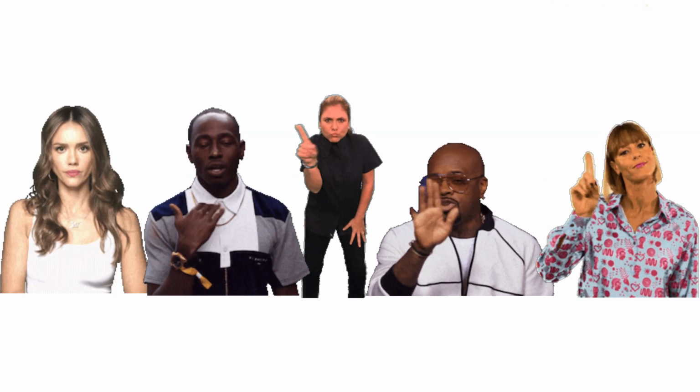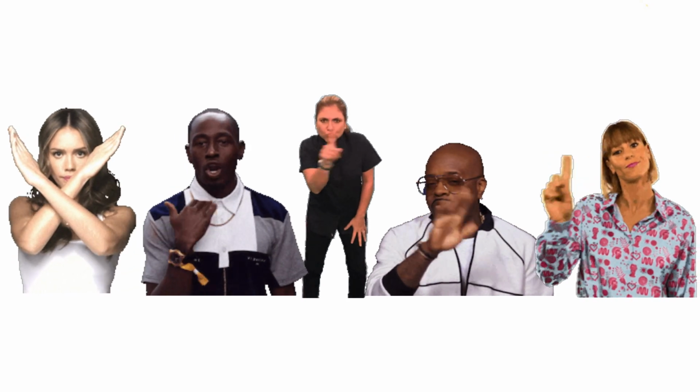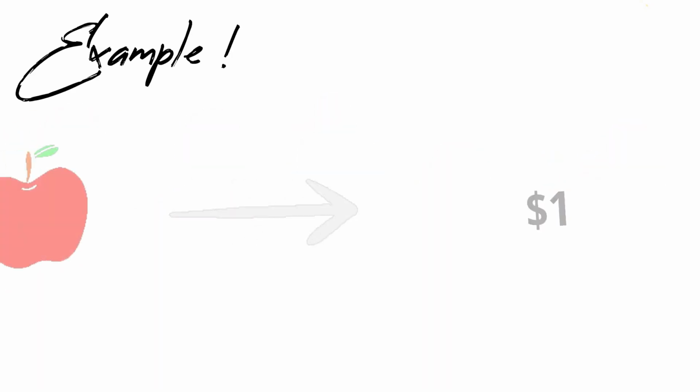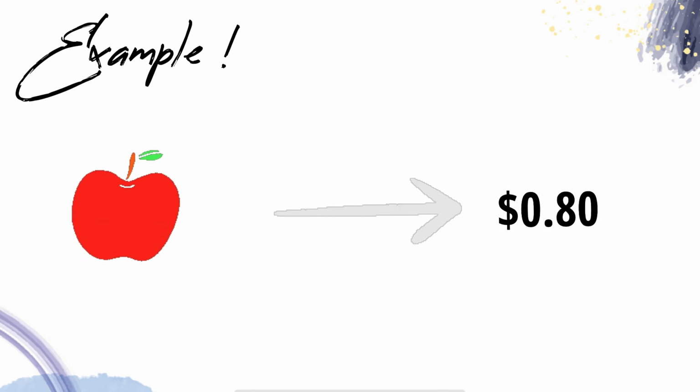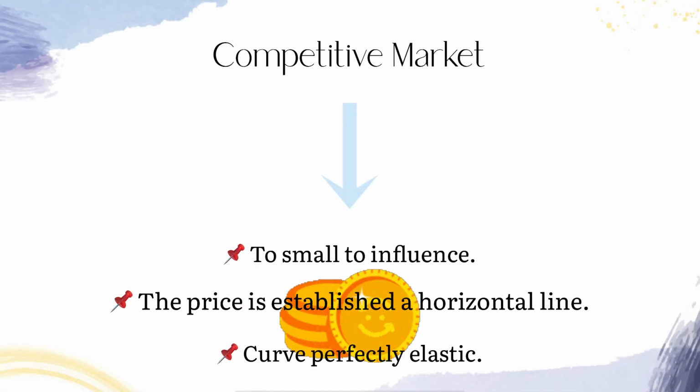Here's an example. There is one apple that costs $1, and when you charge more than $1 for the apple, of course no one is going to buy it. And it doesn't make any sense to charge 80 cents for the apple because you can sell it for $1 for sure. So that's why the price is established as a horizontal line, and the firm can sell as much as it wants at that price. Next, in a competitive market, the demand curve is perfectly elastic because there are multiple substitutes. So if you charge a higher price, no one is going to buy. So that is called perfectly elastic.